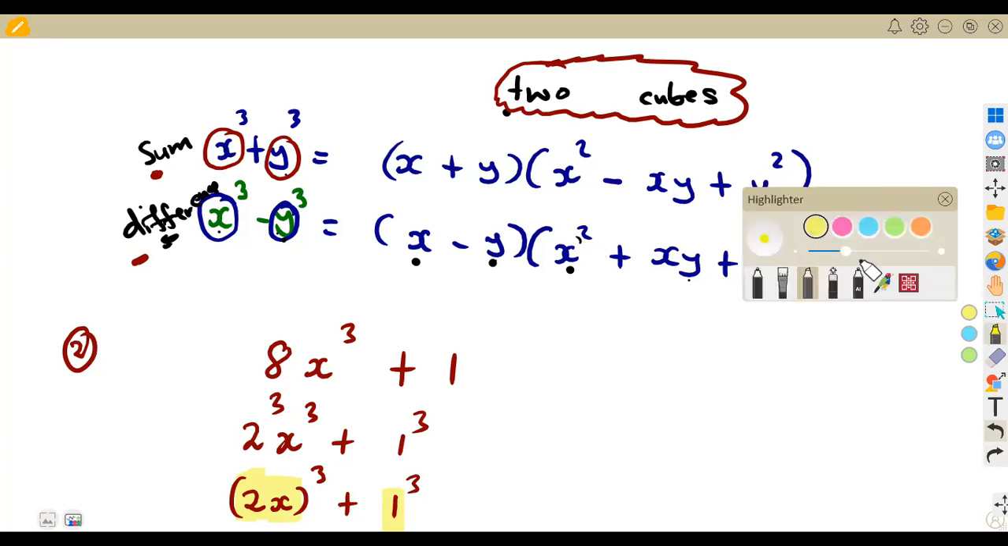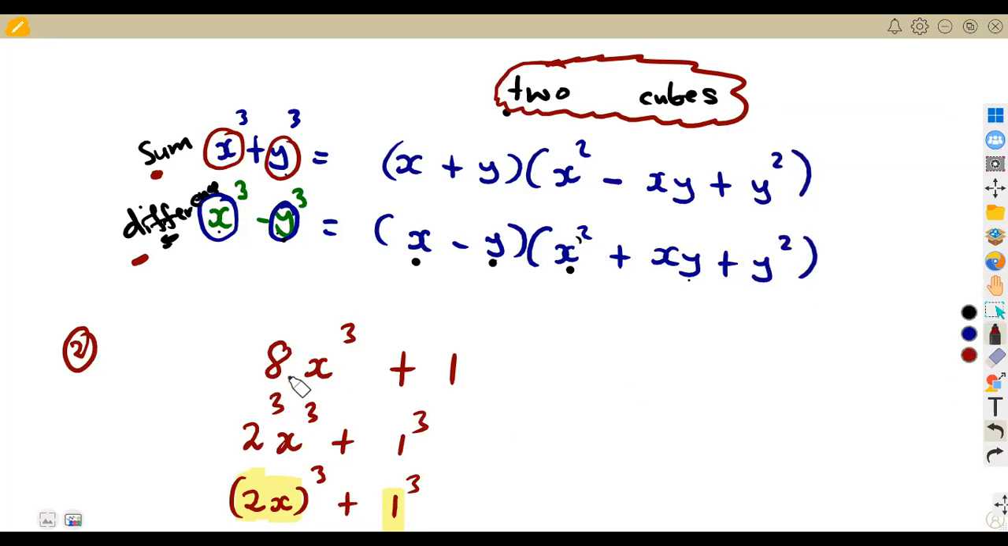So the question is, if this be your first and this be your last, how are you going to factorize this? This is going to give us the sum. We're going to have x plus y, which represents first plus last. So the first plus the last in the first bracket will be 2x plus 1. That is the first plus the last.